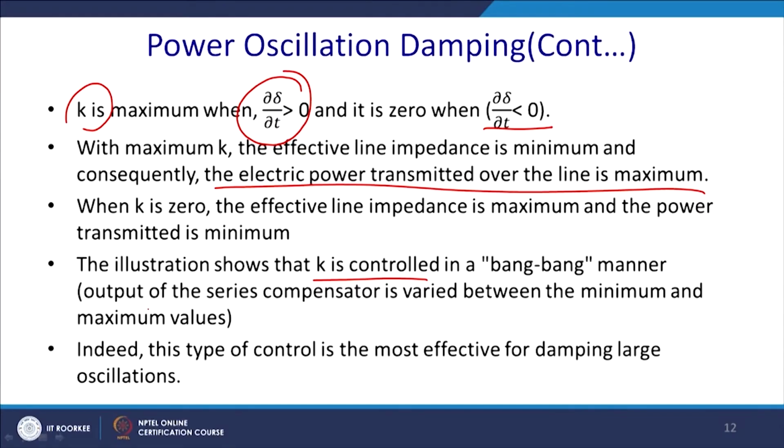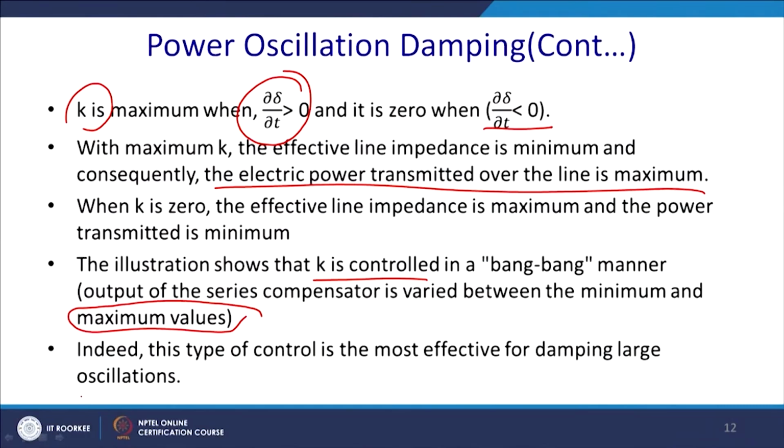In the bang bang manner, the output of the series compensator is varied between the maximum and the minimum values, and for this reason we require a hysteresis loop to operate it. Indeed, this type of control is the most effective for damping large oscillation. So, now we have talked about the theories of the series compensation.